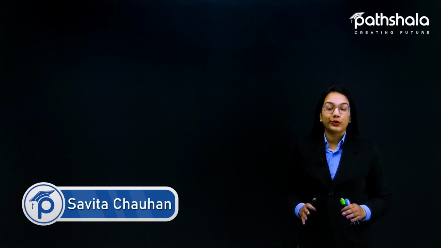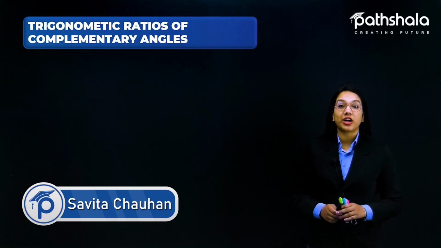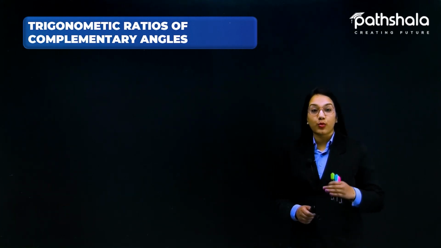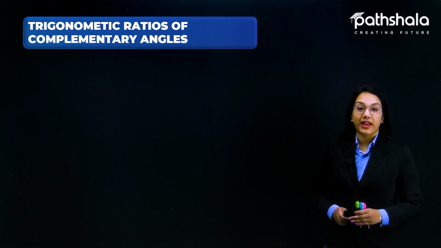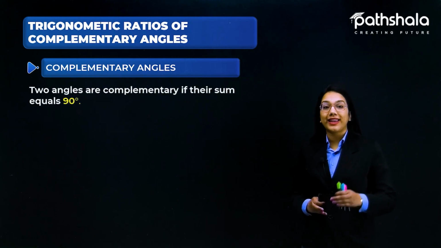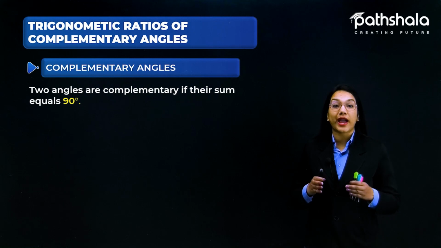Let's just move on further towards the next topic of introduction to trigonometry, which is nothing but trigonometric ratios of the complementary angle. So let's first discuss what complementary angles are. Any two angles are said to be complementary if their sum is equal to 90 degrees.